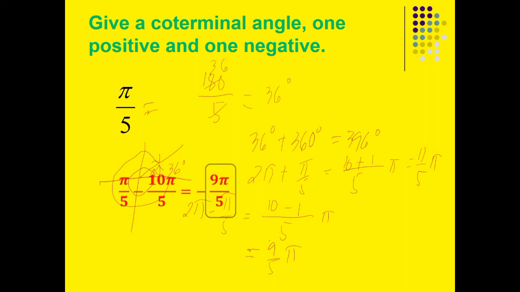Okay, for the negative one, this must be negative 2 pi plus pi over 5. So negative 10 plus 1 all over 5, so we come up with negative 9 over 5 pi.